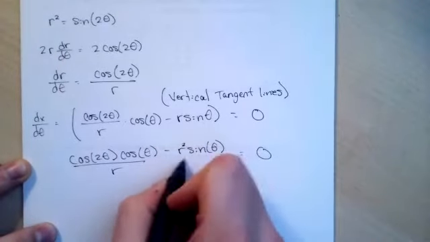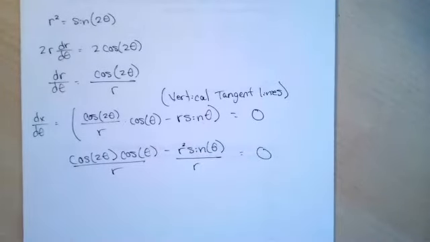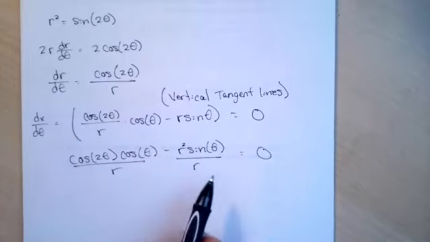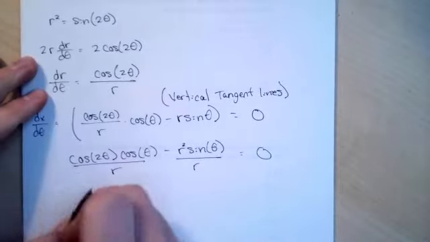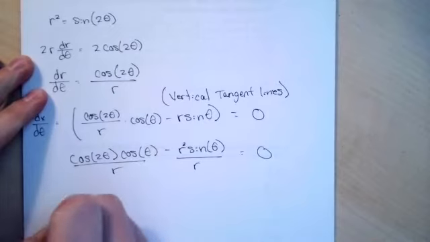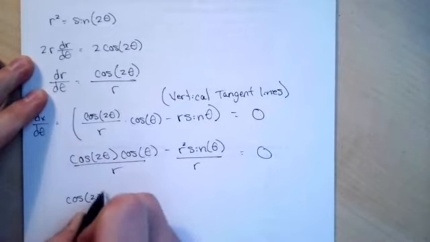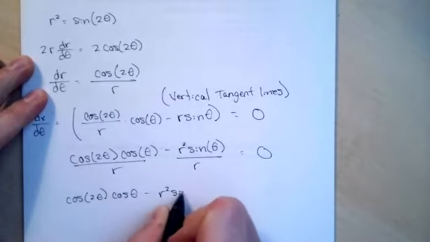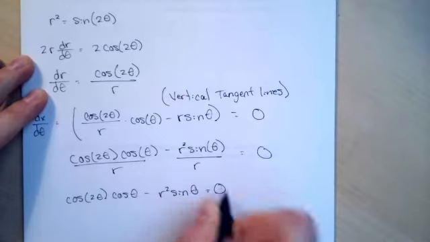If we find a common denominator, put r squared over r, so multiply the right term by r over r. And now with a common denominator, essentially both of those have r in the denominator. This does imply that we don't want r to ever be 0. So r itself can never be 0, which is fine. The equation in the numerator is going to give us our cosine 2 theta minus r squared sine theta equals 0.